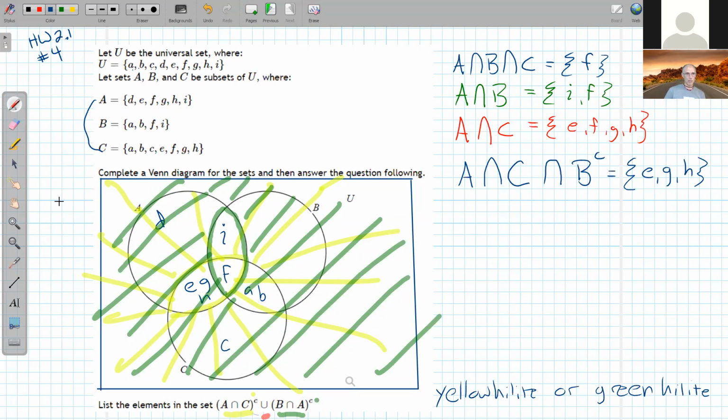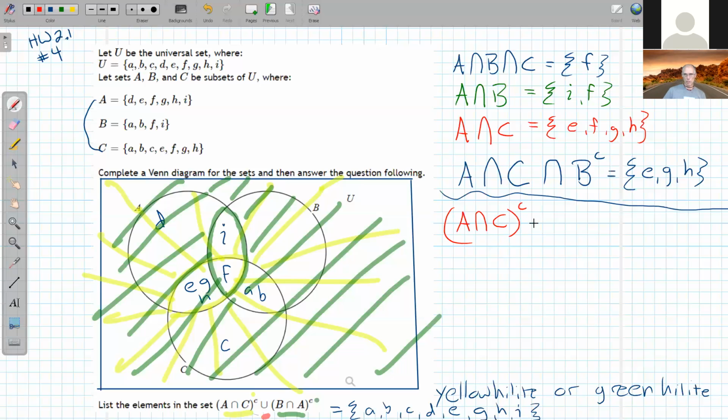Okay, so here's what I think from that shading for the answer to my question. Let's do this in blue. I think this is everything but the F. So it would be A, B, C, D, E, F. No, not the F. E, skip F, G, H, I. All right, I'm going to do this another way just to double check. In red, I'm going to write down each of these sets right here. So what is A intersect C complement? What's in that?